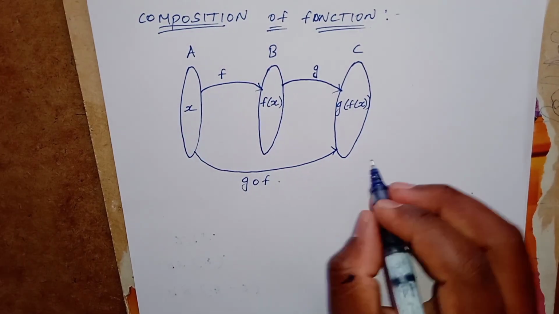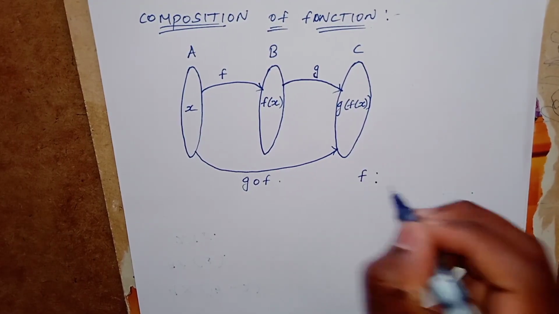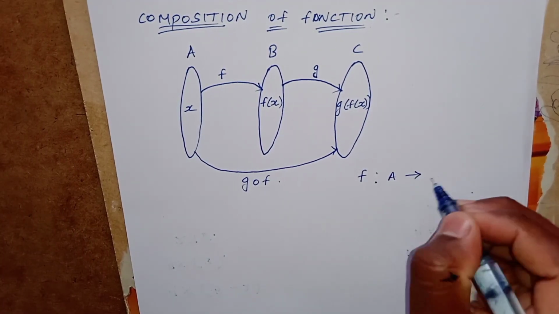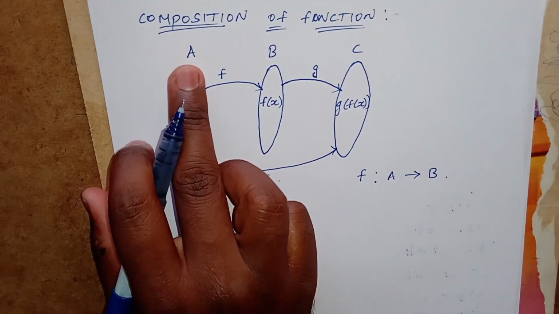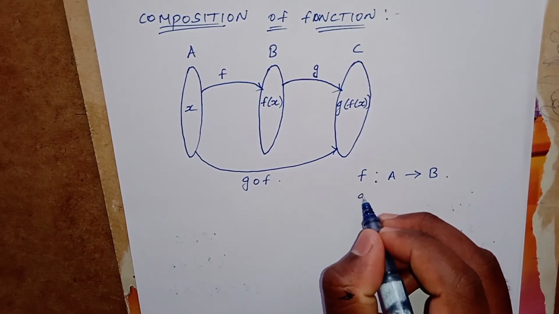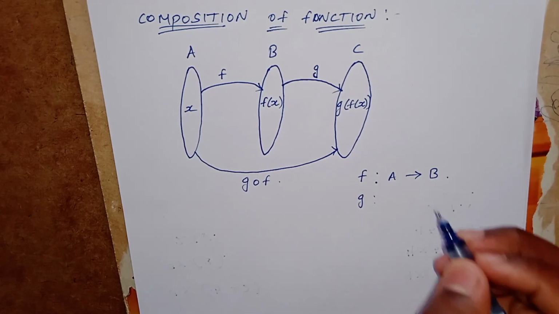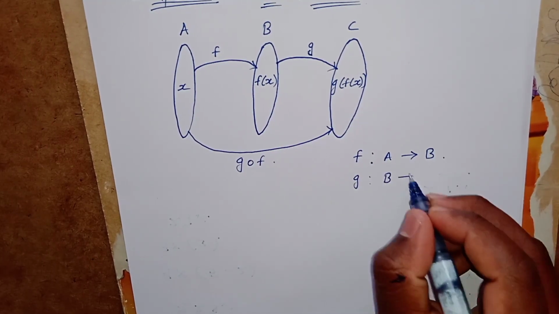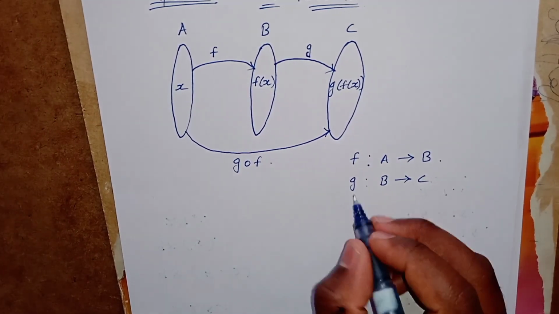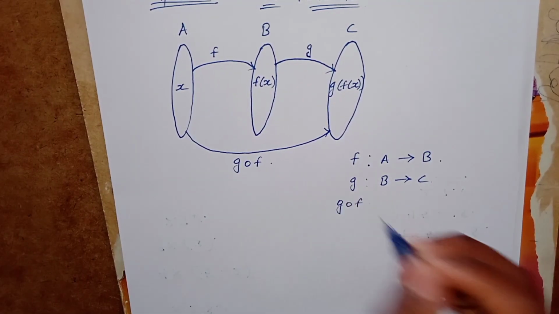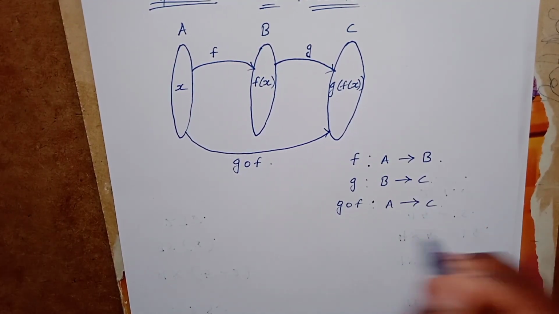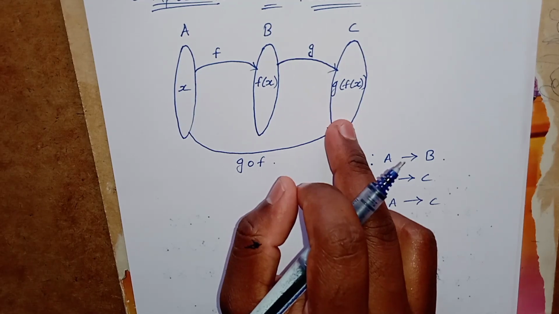Here f such that a is related to b, a to b. Again g, here b is related to c. Therefore finally gof, g of f, such that a is related to c.